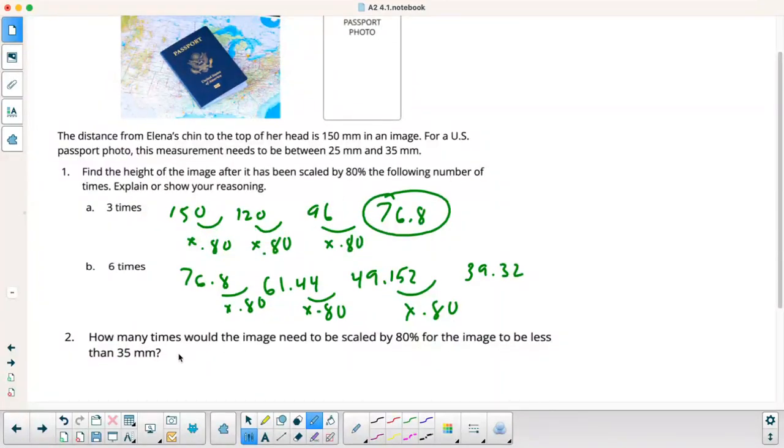So how many times would the image need to be scaled? I think I probably need to do one more. That gets me to 31.46, we'll say. So that gets me less than 35. So how many times did I do it? I did it 1, 2, 3, 4, 5, 6, 7 times.